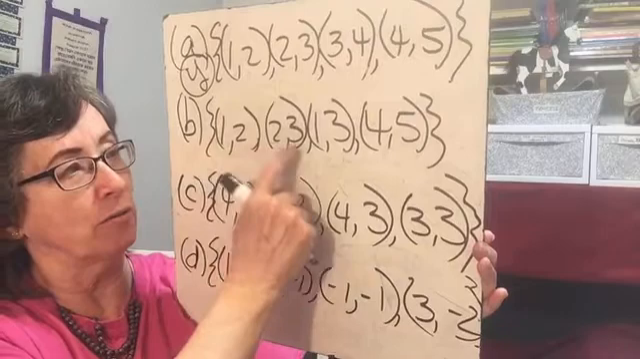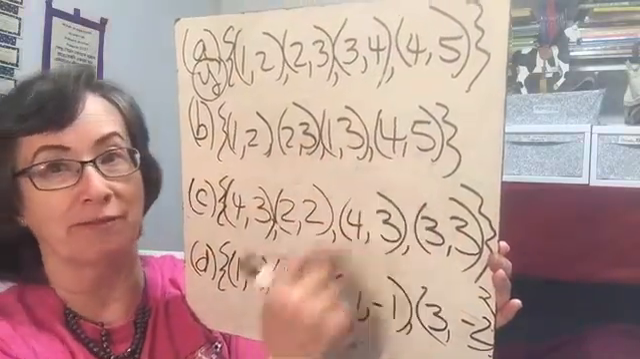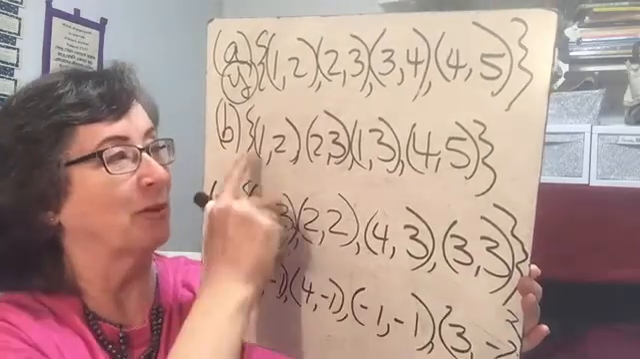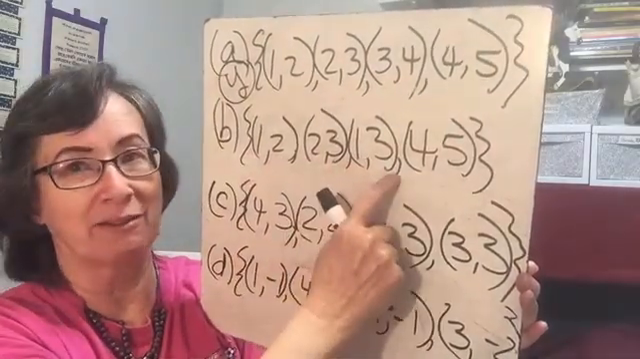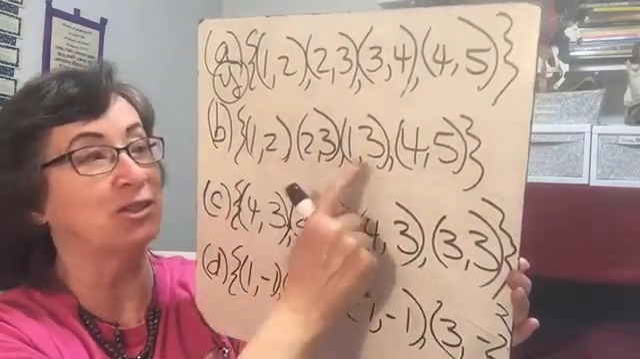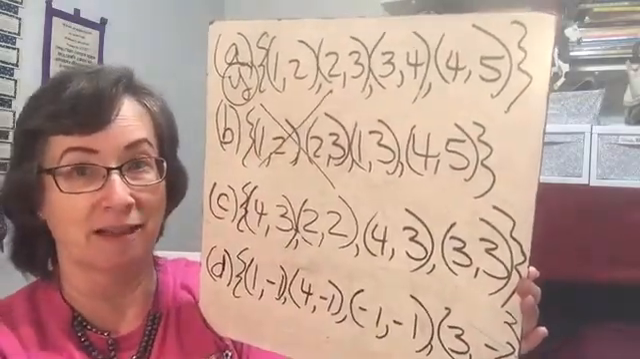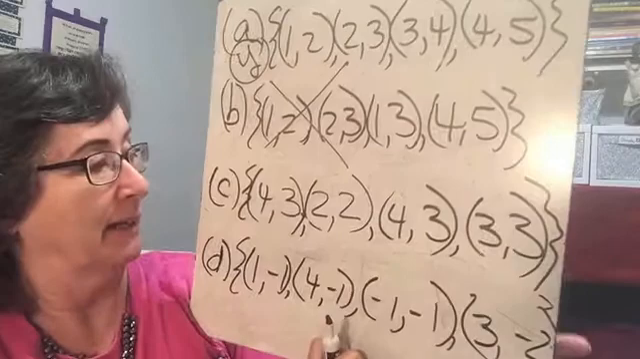1, 2, 2, 3, 1, 3, 4, 5. Okay, did you see it? 1, 2, 1, 3. The input 1 has two different outputs. Therefore, that is not a function. Okay, look at the next one.